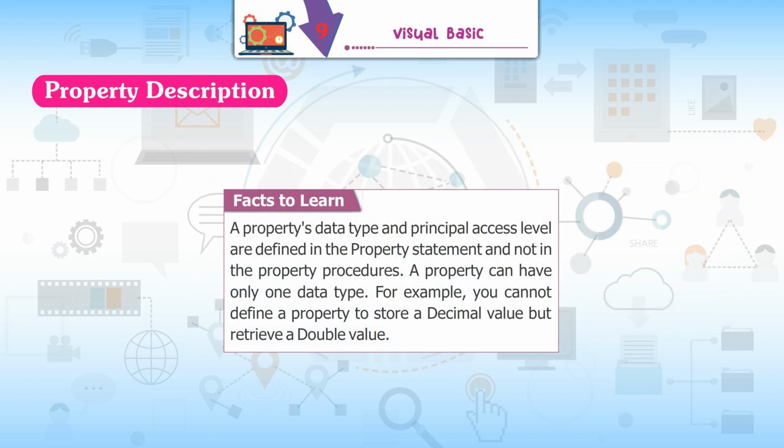Facts to learn. A property's data type and principal access level are defined in the property statement and not in the property procedures. A property can have only one data type. For example, you cannot define a property to store a decimal value but retrieve a double value.